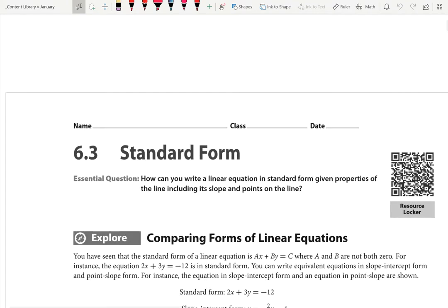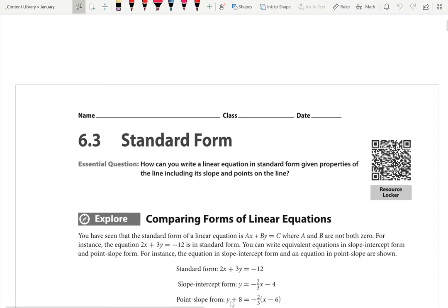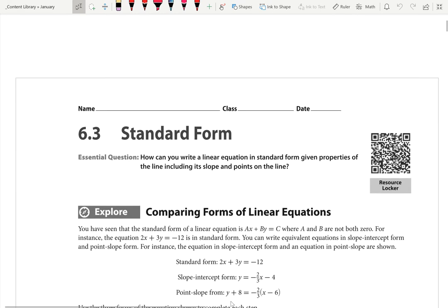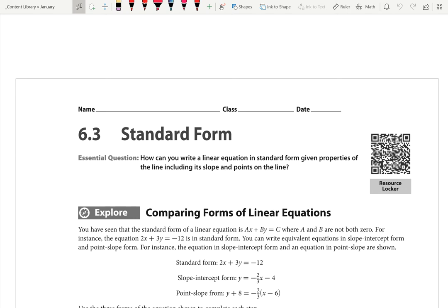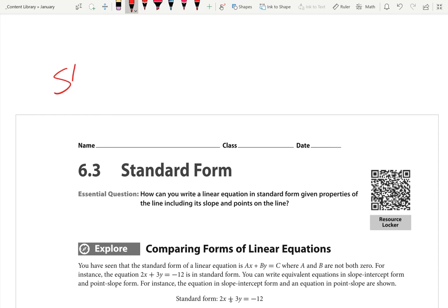Okay, so now we're in section 6.3, the kind of final version, if you will, of our linear equations and the formations that they can be lined up in. So up to this point, we've talked about two other forms other than the one we've talked about today, which is standard form. We've talked about slope-intercept form, which in my opinion is my favorite. I think it's the best one.